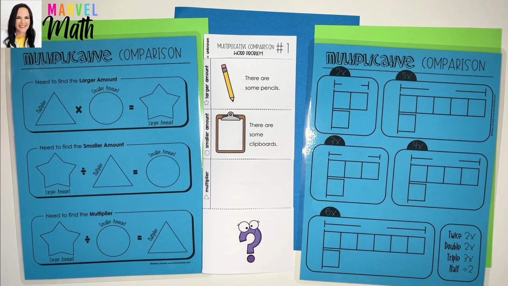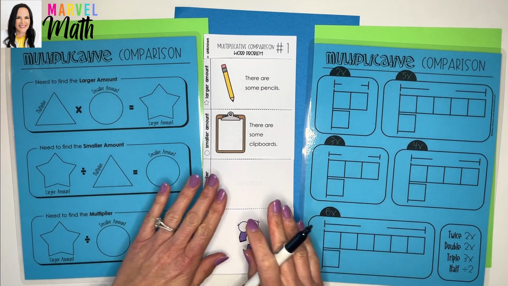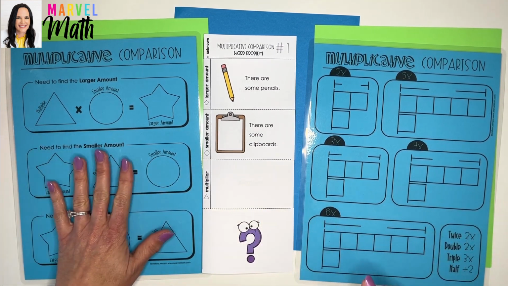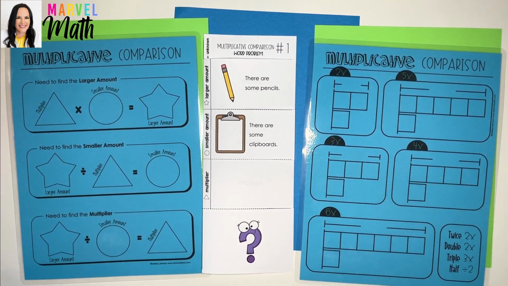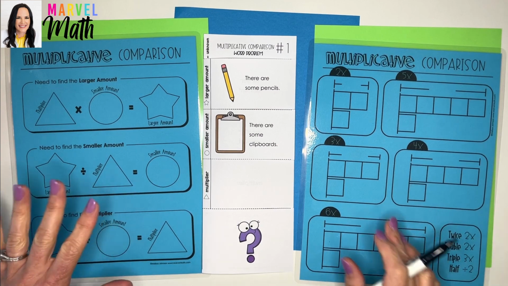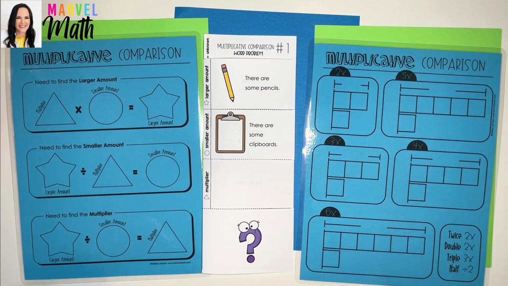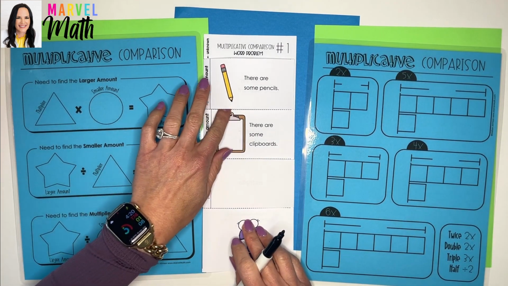Hello, I'm excited to work through multiplicative comparison word problems with you today. So I have a word problem foldable, and we have an equation graphic organizer and then a strip diagram organizer as well. And we're going to use both of them to solve different types of problems. So let's look at this foldable.